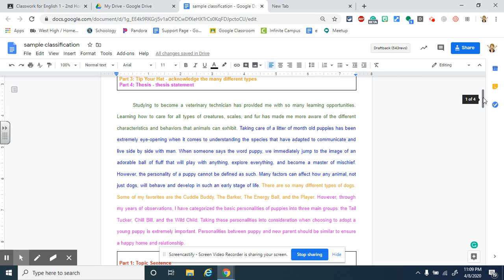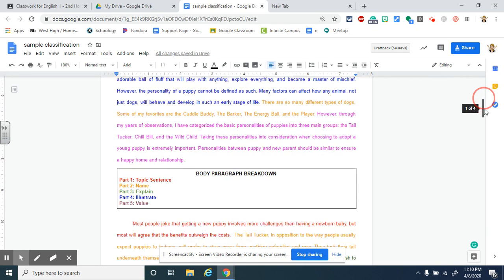And then our thesis statement. However, through my years of observations, I've categorized the basic personalities of puppies into 3 main groups: the tail tucker, chill Bill, and the wild child. Taking these personalities into consideration when choosing to adopt a young puppy is extremely important. Personalities between puppy and new parent should be similar to ensure a happy home and relationship. So notice that the thesis is 2 sentences. I've noticed a lot of times for this essay that happens, that the thesis might be a little longer. So don't feel like you have to shove it all into one sentence.